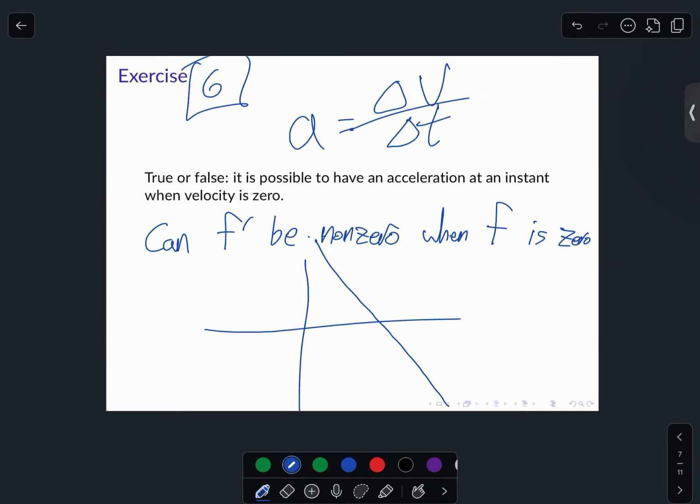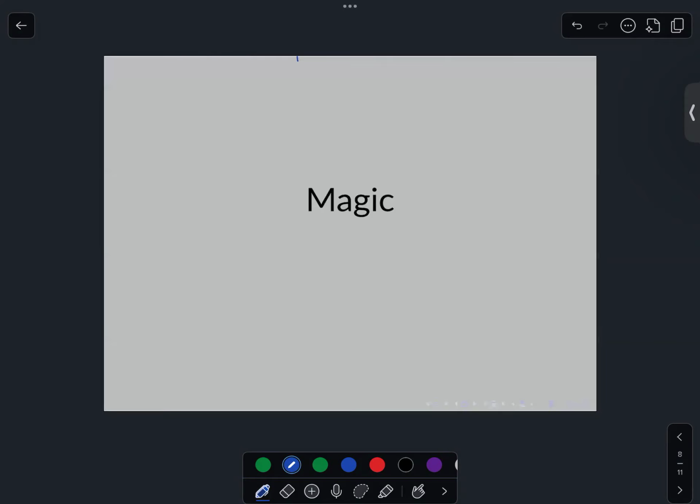Meditate upon this. Turn to your classmates. Please discuss. How can you change while being zero for an instant?